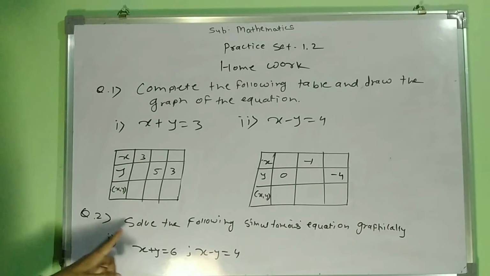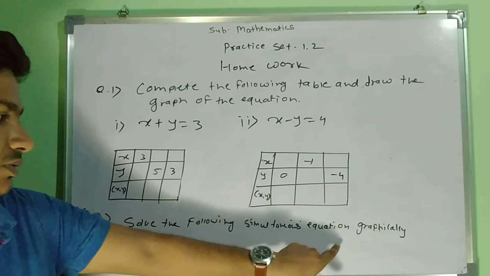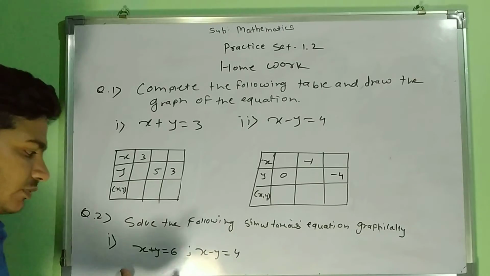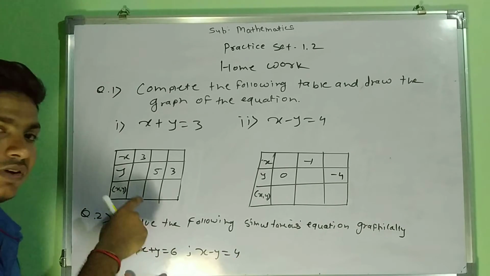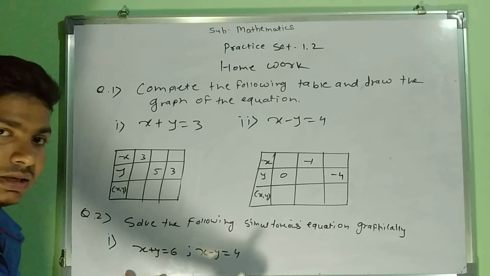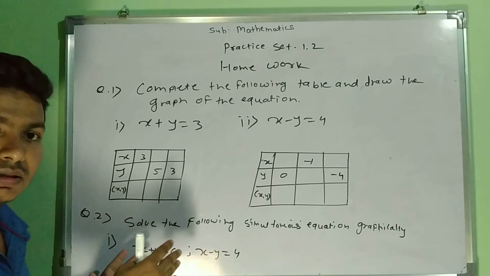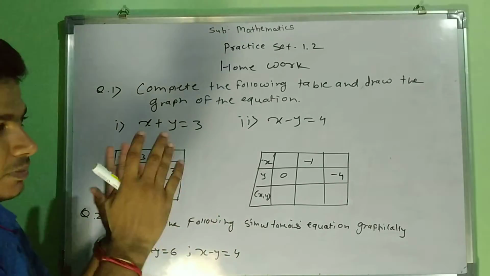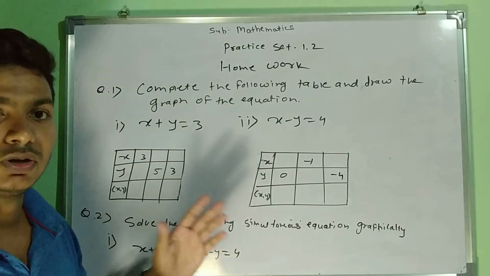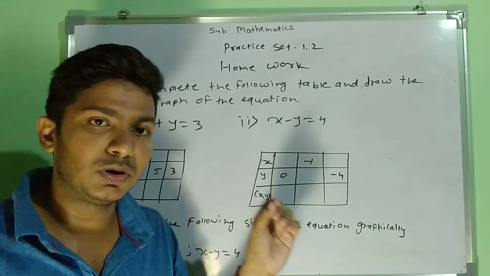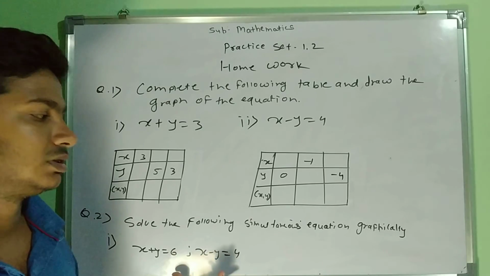Now look at question number 2. Solve the following simultaneous equations graphically. That means 2 equations are given in one question. You will have to make a table like that, find the 4 ordered pairs. Here also make another table, find the 4 ordered pairs, and after that represent those total 8 ordered pairs on the same graph, so that you will get the point of intersection of the 2 lines, and wherever they meet, that point of intersection will be the solution of the simultaneous equations by the graphical method.